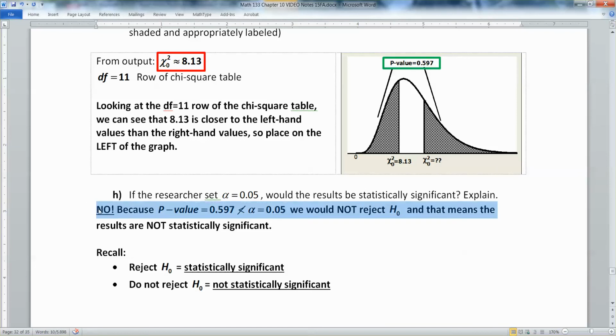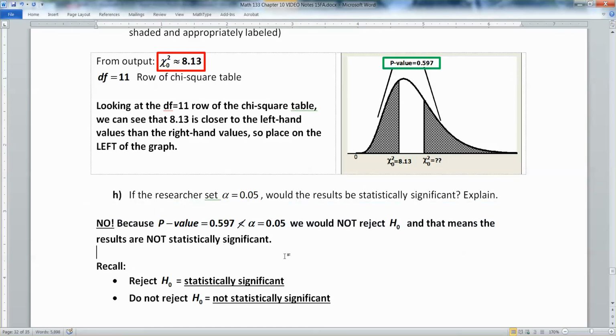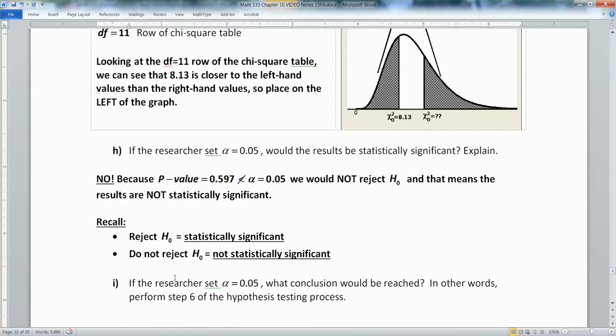There, and I just typed that up. No, this is not statistically significant because your p-value, which is 0.597, is not less than your alpha, which is 0.05. And so we do not reject the null hypothesis, and that means it's not statistically significant. And I have just a little recall in here. Recall that to reject H0 is statistically significant, and to not reject H0 is not statistically significant.